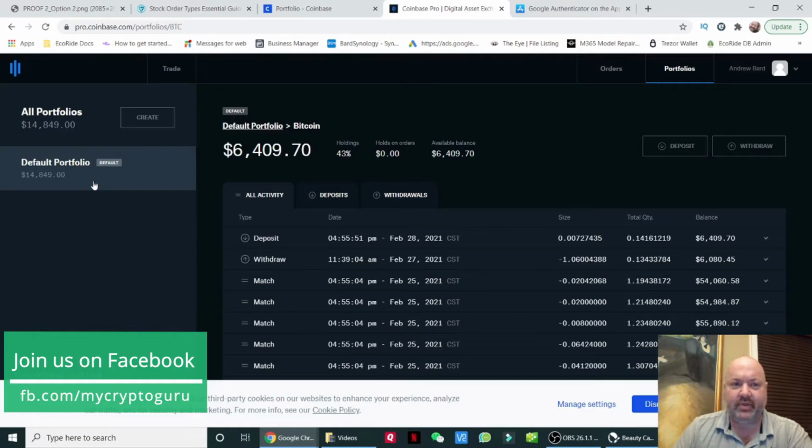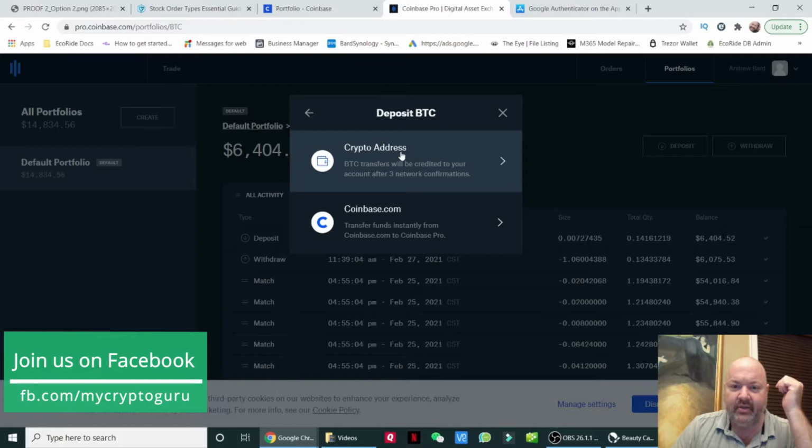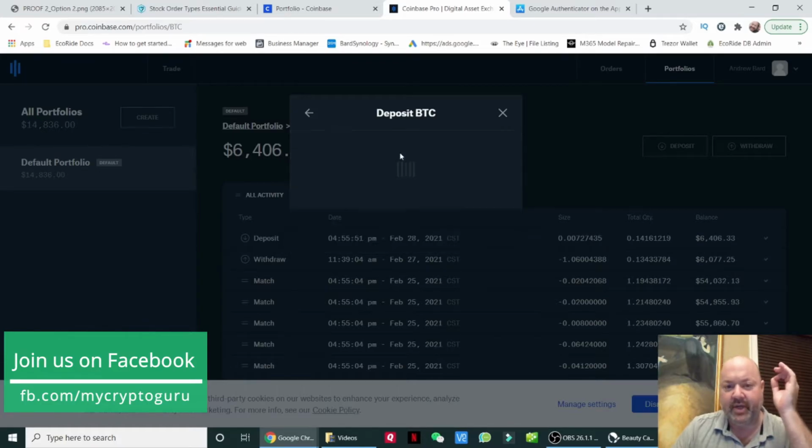If you wanted to do it, let's say from Binance over to Coinbase Pro, you would simply go deposit, pick your currency. I want to do it through a crypto address because I'm not doing it from Coinbase. I'm doing it from a crypto address.